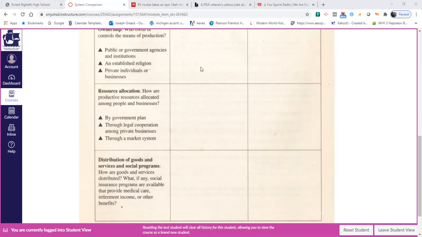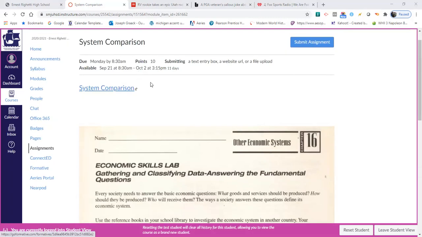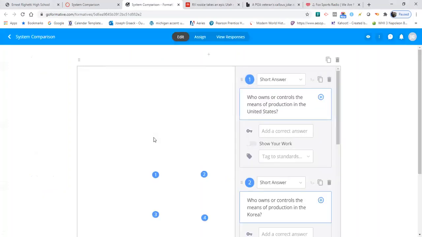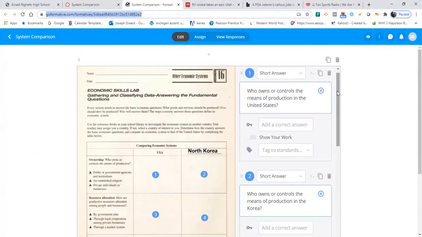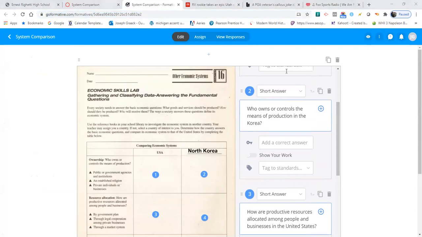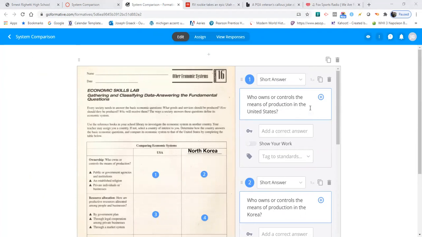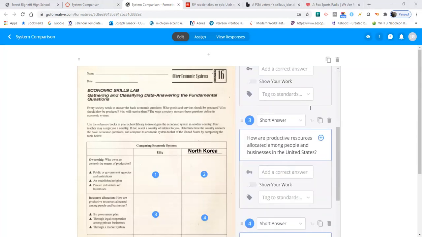With this, you can turn this in with a text entry box, a website URL, or file upload. When you click on this, it'll load into your formative. When you submit this, it's going to ask you right here what you want to do. So group one, breakout room one, you're doing questions 1, 3, and 5. So who owns or controls the means of production in the United States? How are productive resources allocated among people and businesses in the United States?